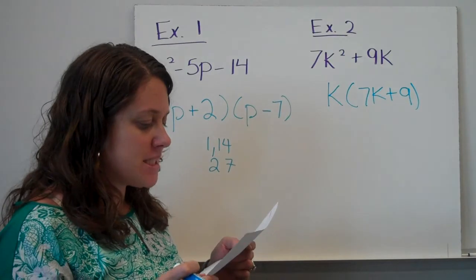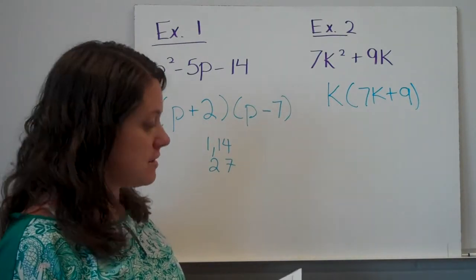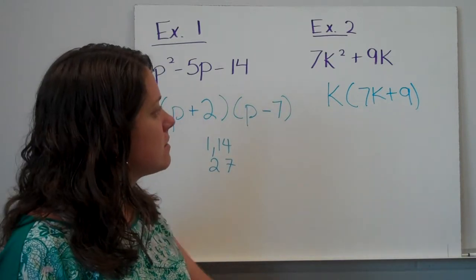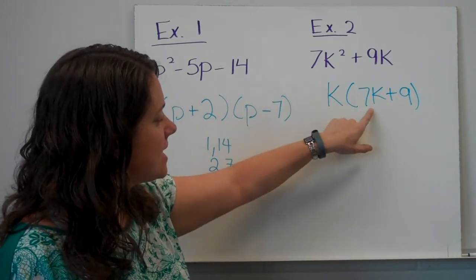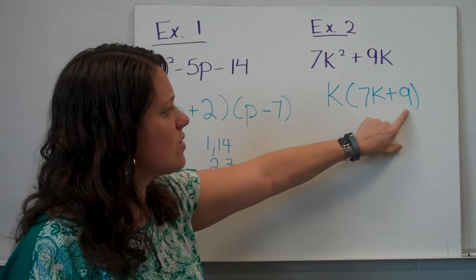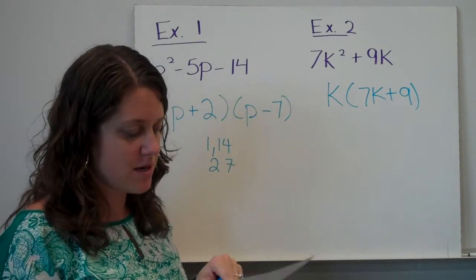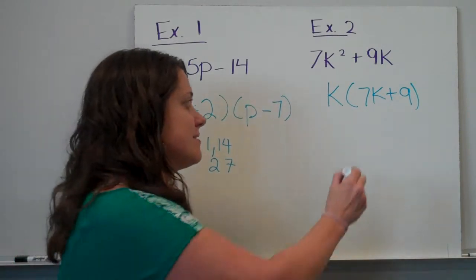All right. Does it have only 2 terms? Yes, it does. Is it the difference of 2 squares? Well, I factored out a k, and those are not perfect squares. 9 is, but 7k definitely is not. So if it's not, stop. I'm done.